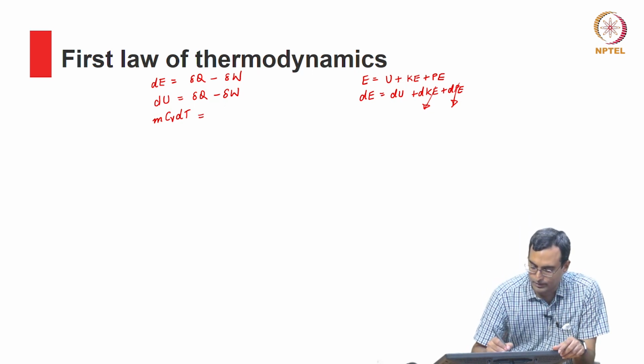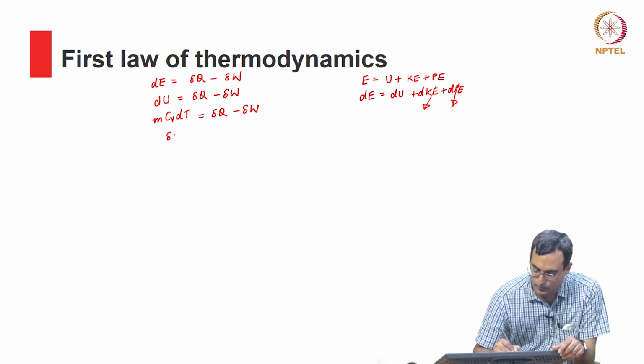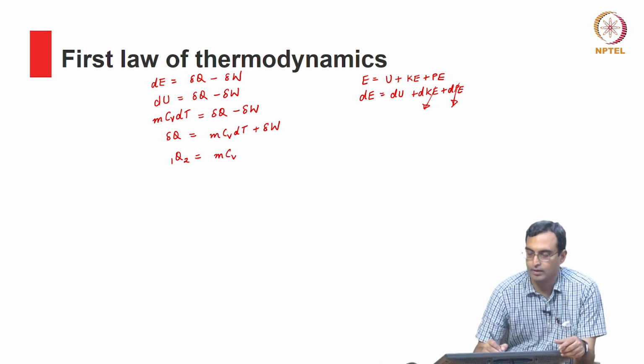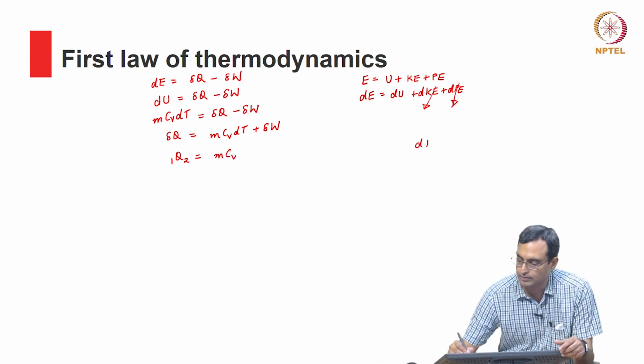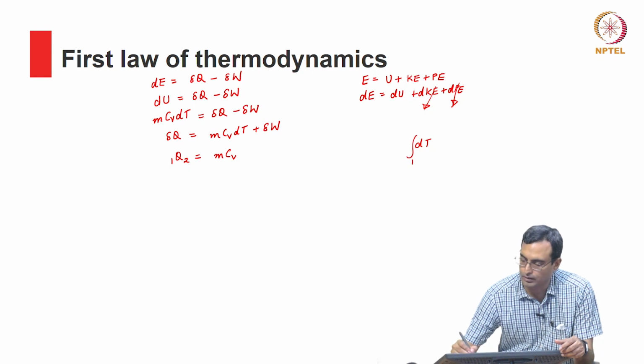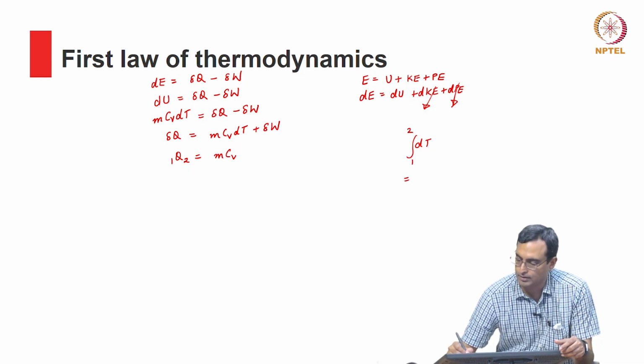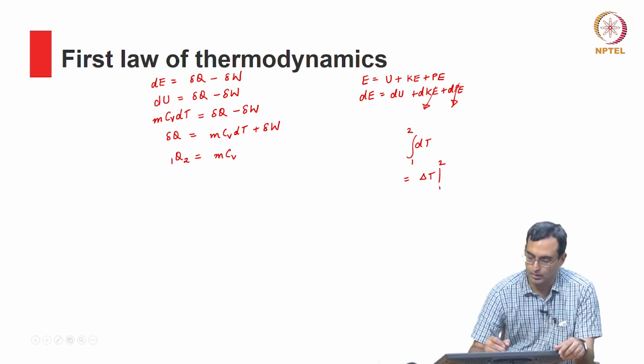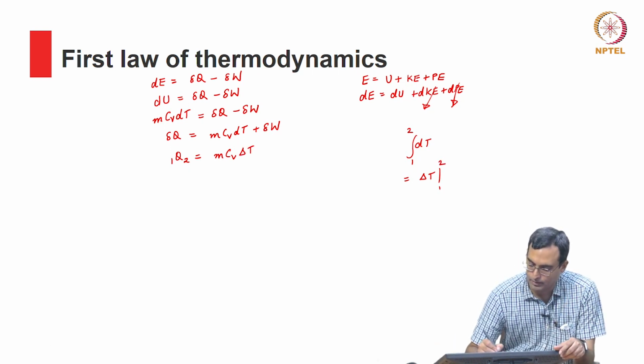So, I can write this as del q minus del w, or del q, which is what I am interested in, is m Cv dT plus del w, or 1Q2 is m into Cv integral of dT from 1 to 2, which is essentially delta T from 1 to 2. Right, that is T2 minus T1. So, I am going to write it like this.